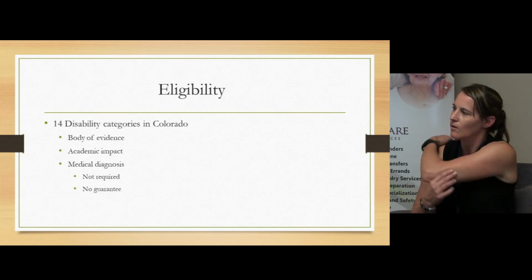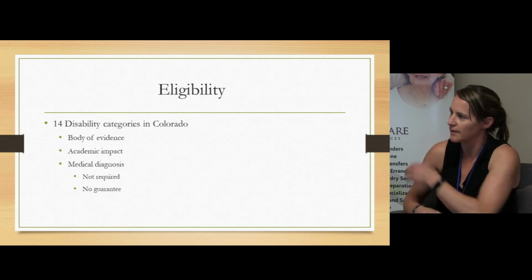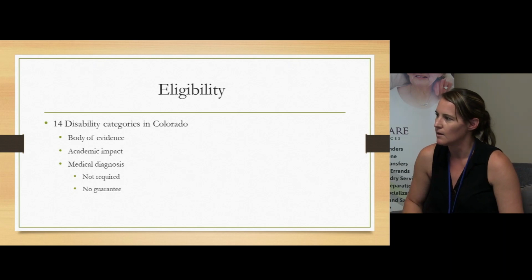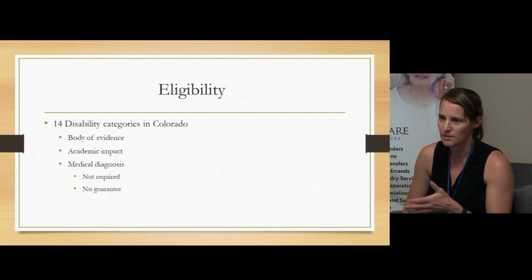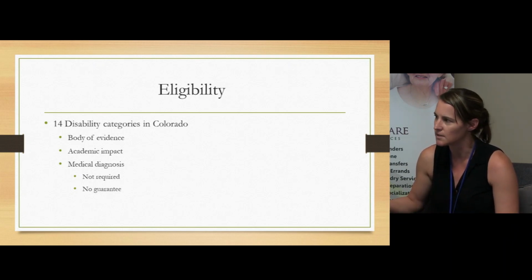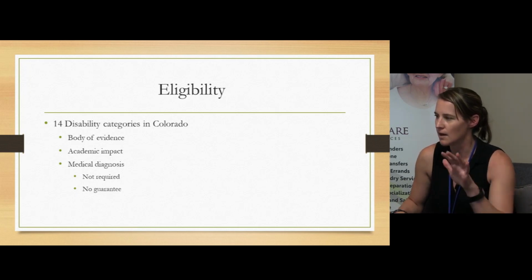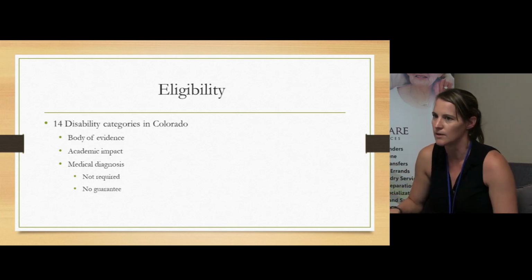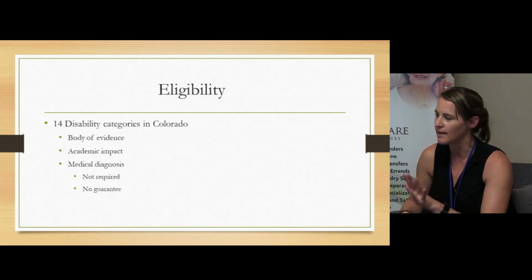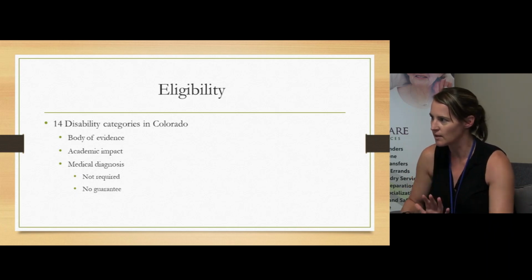IDEA, the federal eligibility criteria, the Individuals with Disabilities Education Act, has 14 disability categories that a student could fall under. What's on the school team to determine and gather a body of evidence for is, based on the areas of concern and the areas of assessment, what disability categories are they going to consider? And then they need to build a body of evidence. So when they get to the eligibility meeting, they can either say, yes, the student meets criteria in the area of speech language, or no, they don't, and this is why.